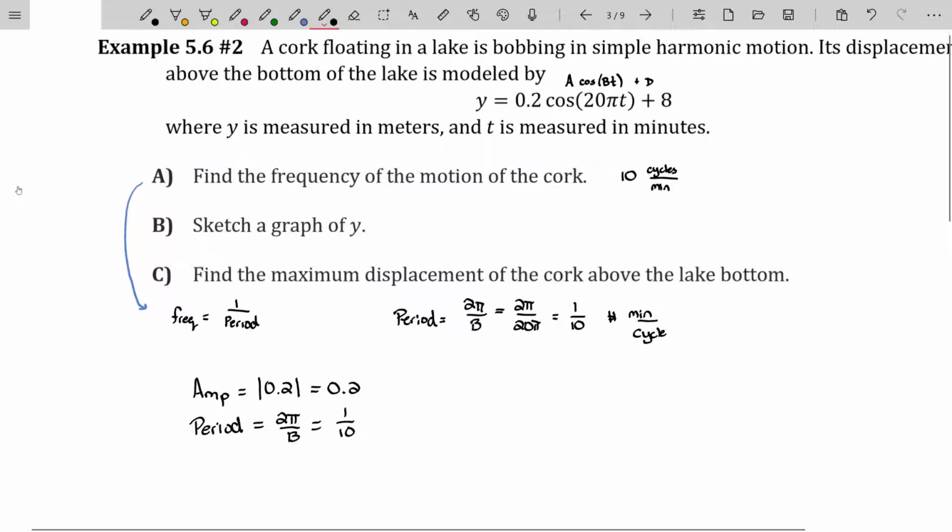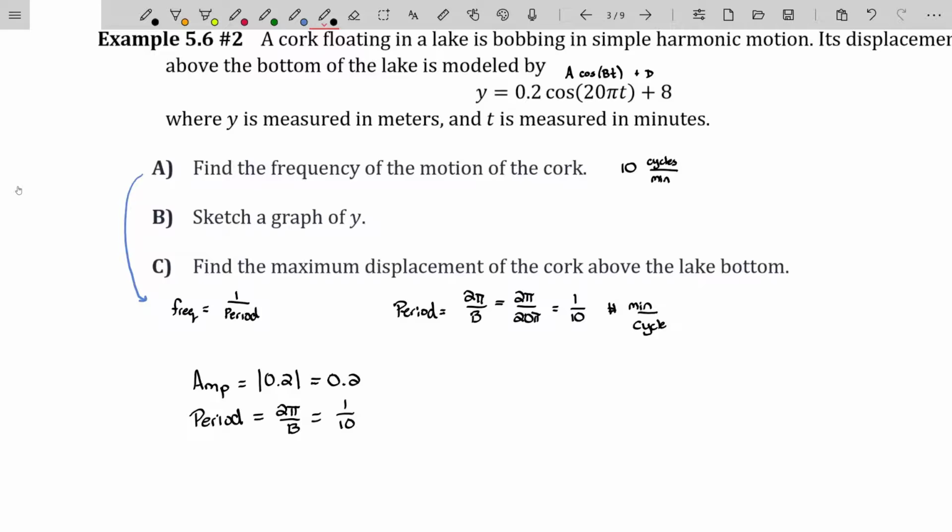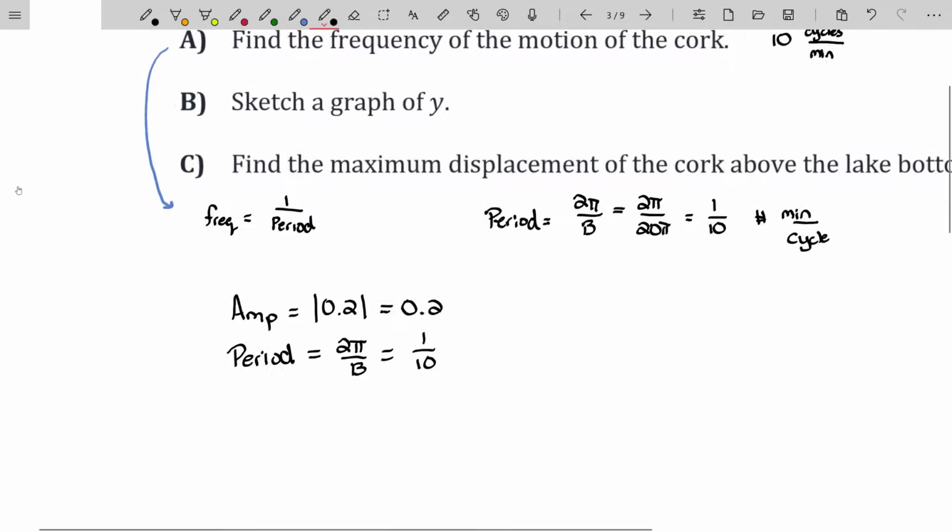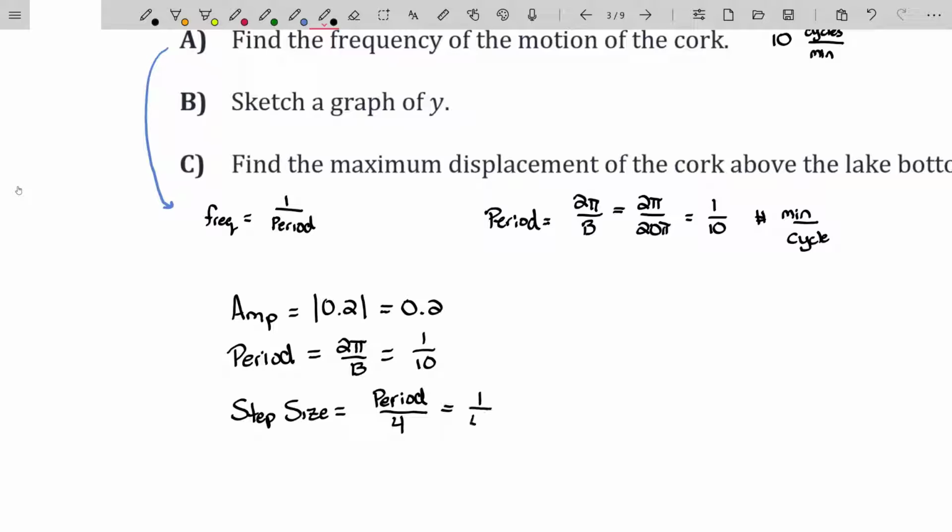That's just 1/10. And then for graphing, I always do a step size here. The step size just gives me my key points. And if you don't know what that is, you're welcome to watch one of my videos on graphing trigonometric functions. But it is the period over 4. That's true for sine, cosine, secant, and cosecant. It's going to be the period over 4. So that's 1/10 over 4, or 1/40th.